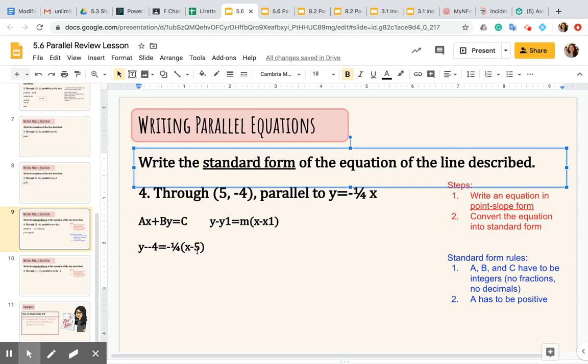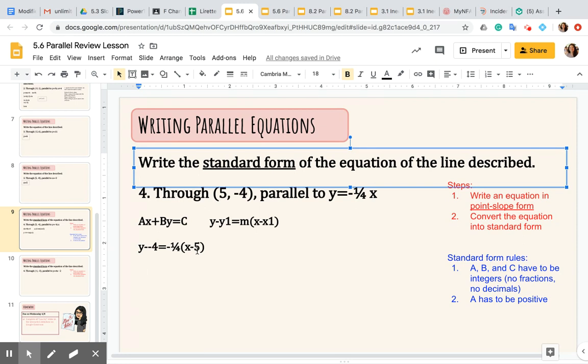Again, you can use a calculator. I highly suggest that if you're going to use a calculator, make sure that everything's in fraction form. If your calculator is doing it as decimals, you may want to work this out on paper so that way it's in fraction form. And the reason why is I personally find it easier to clear fractions rather than decimals.